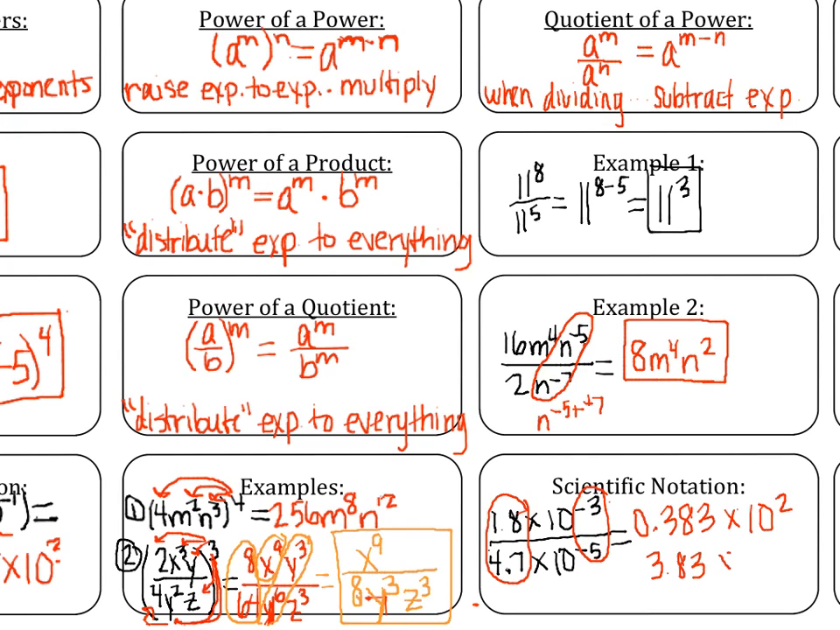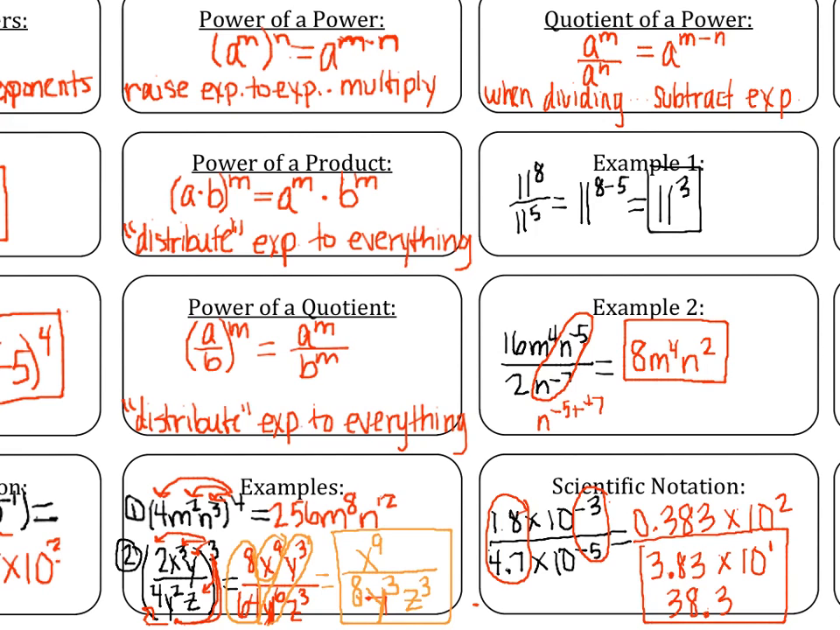And my number got bigger. 3.83 is bigger, so my exponent needs to get smaller by 1. So it's times 10 to the 1st. Or, because it's only 10 to the 1st, really, that's just 38.3. You might not use scientific notation when it's such a small number. You could have either one of those answers.